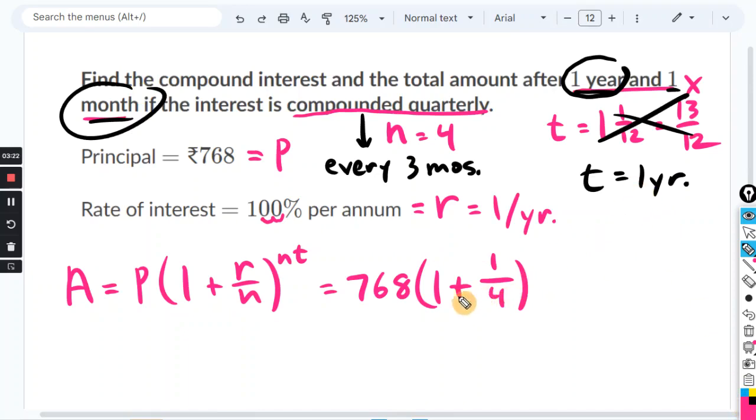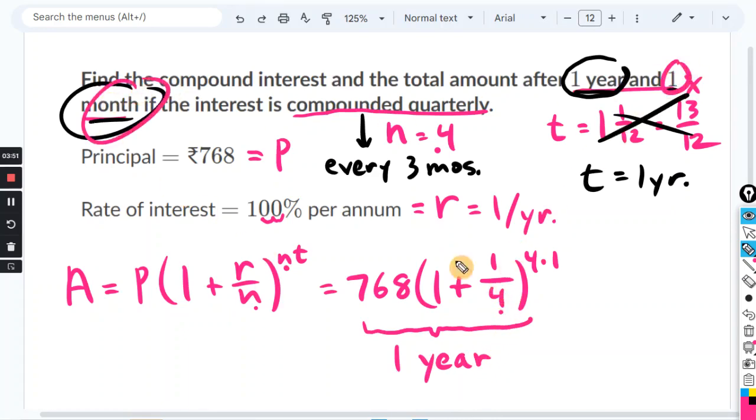So if t equals 1 year, all of this is still correct. But for the exponent, n, the number of periods is still 4 times a year. And t, the number of years, is just 1. So it's 4 times 1. So this will give you the total amount for 1 year. And then after that 1 year, we have 1 month left over. So we're going to take whatever this answer is. You can do the calculator work if you want to, but you don't need to. We're going to take whatever this answer is and add 1 month of interest.